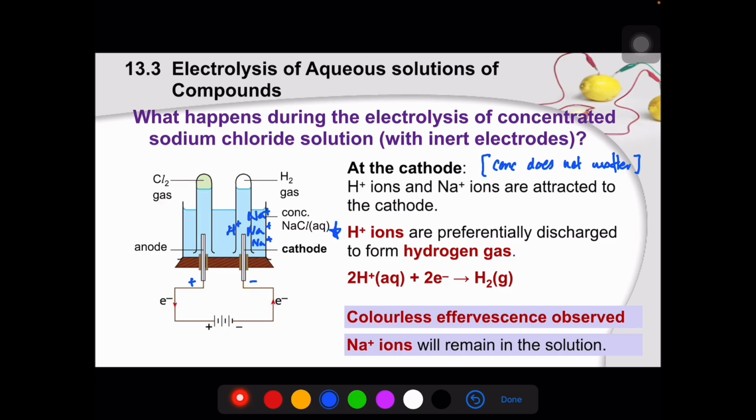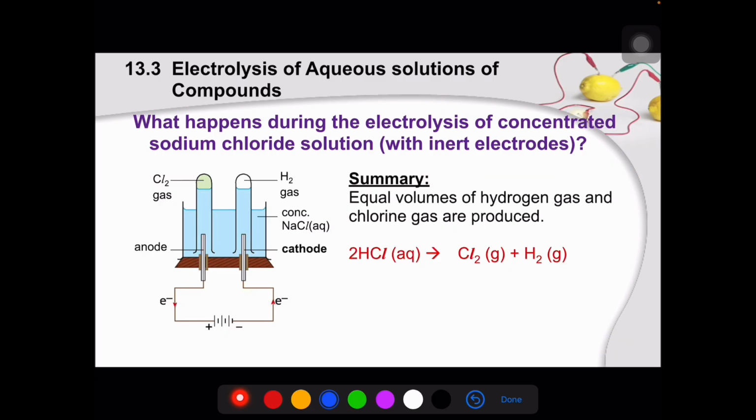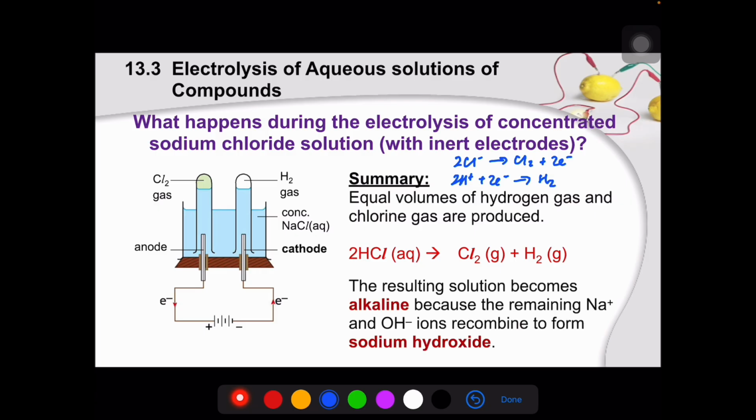So over some time, you'll realize that this setup is very different in the reaction, because it was actually H plus and Cl minus that are reacting. So if you recall the equations, there was actually 2 Cl minus becoming Cl2 plus 2 electrons. There's also 2H plus plus 2 electrons becoming H2. So what actually happened in this entire reaction was the chloride and the H plus are the ones reacting, and it forms chlorine gas and hydrogen gas. So this is how the overall equation looks like. 2HCl is forming Cl2 and H2.